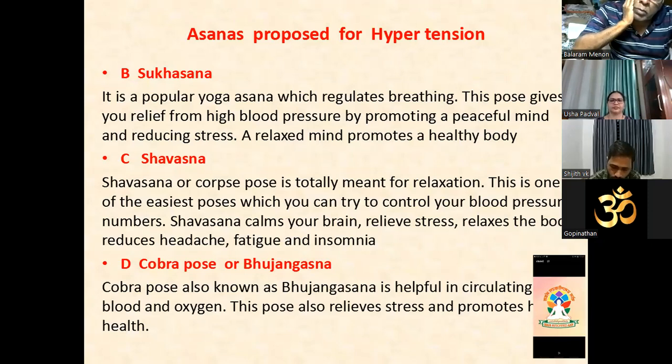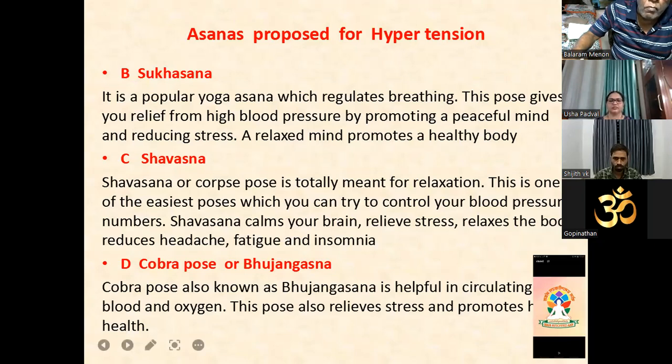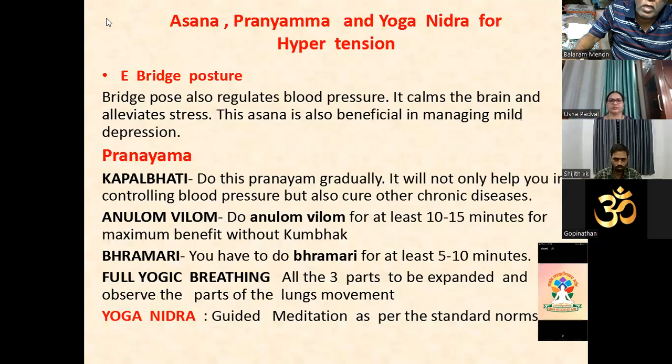Cobra pose, also known as Bhujangasana, is helpful in circulating the blood and the oxygen. This pose also reduces the stress and promotes positive health. Bridge posture, Ustrasana, calms the brain and alleviates the stress. This asana is also beneficial in the management of depression.